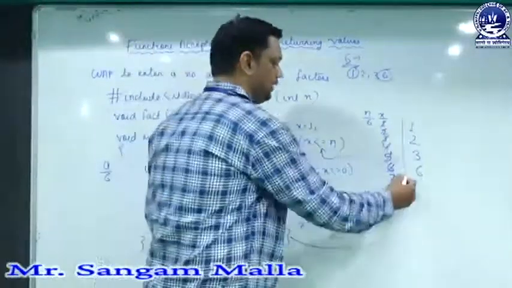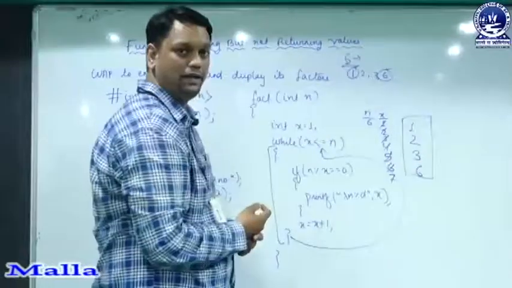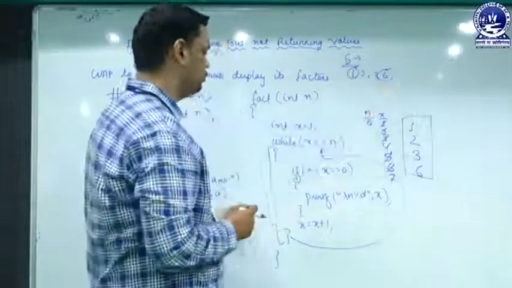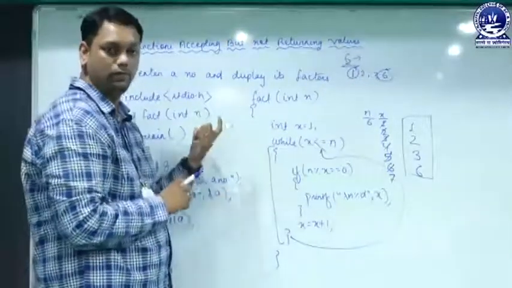So as you see, these are the factors of 6, which we have already written over here. That means the whole program is correct as per the requirement of the program.